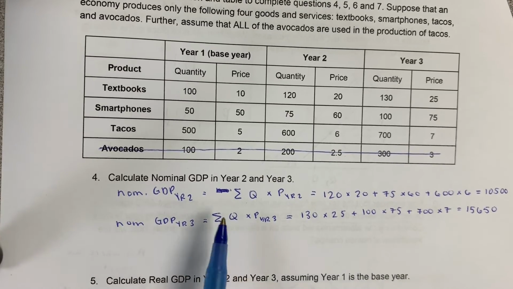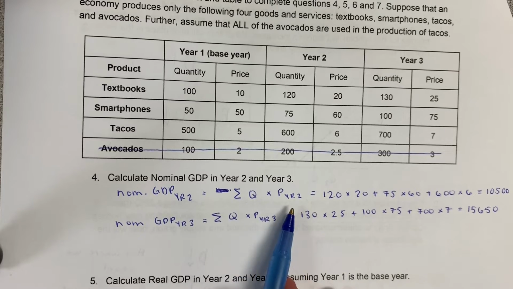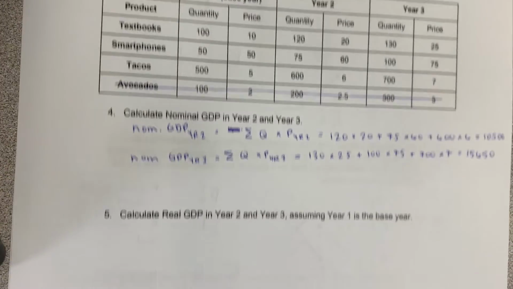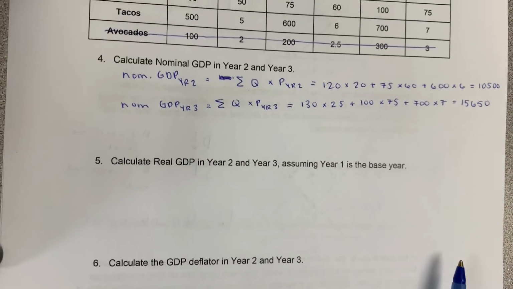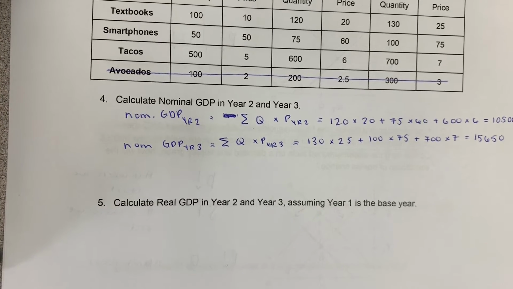So it's as simple as that, right? Nominal GDP is just the summation of quantity times prices in the current year. So we're in year 2, that's why we're using the price in year 2. Okay, hopefully it makes sense so far. We're gonna move on to number 5. I'll try to keep the table on here at the same time. It might be a little difficult.